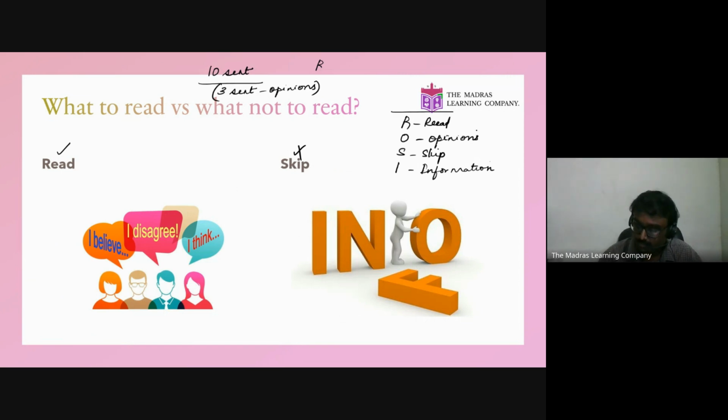So remember this. Rosie is your mantra as far as RC is concerned. Read opinions and skip information. Don't read the entire thing.